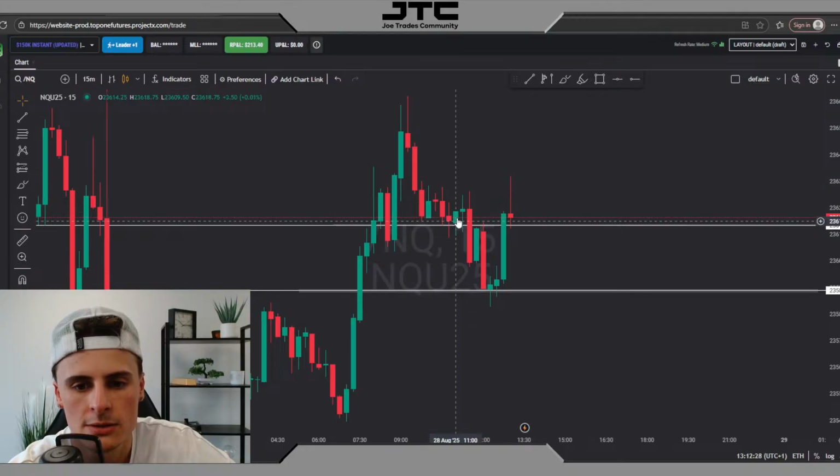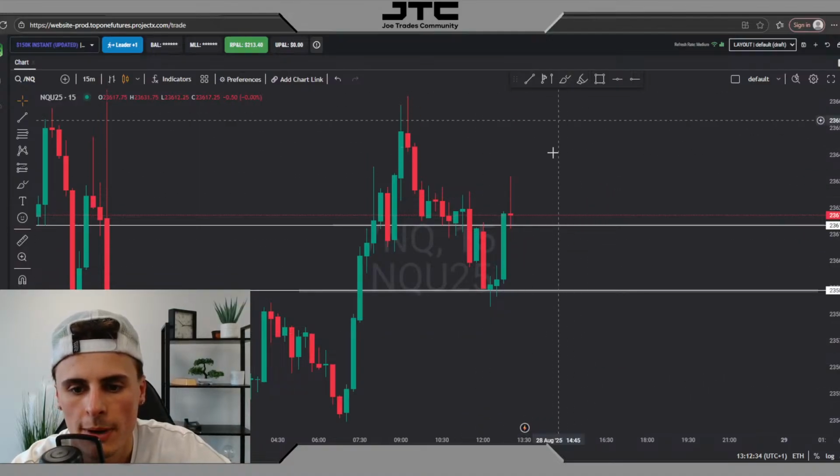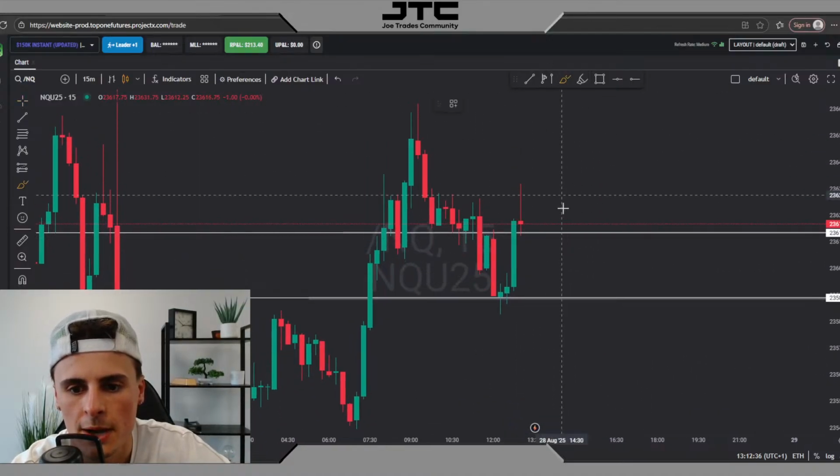But yeah, we've just taken this liquidity on Nasdaq. If this 15 can close bearish, it might have a dive down on news. You know, it might come and take some of this liquidity to the downside on news.